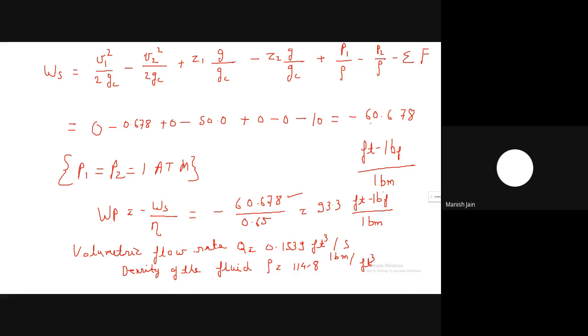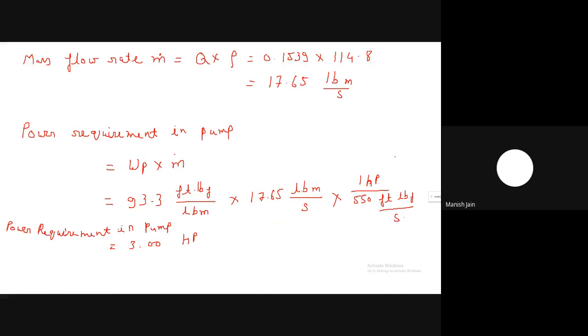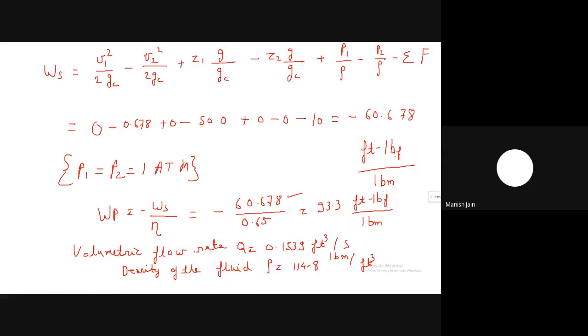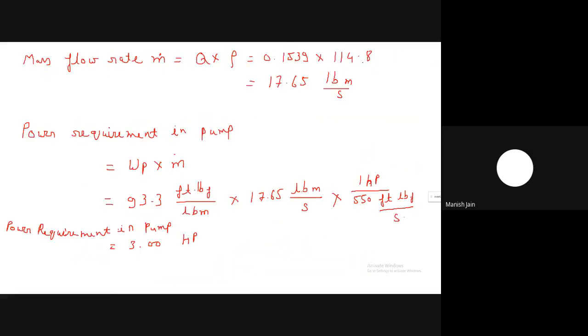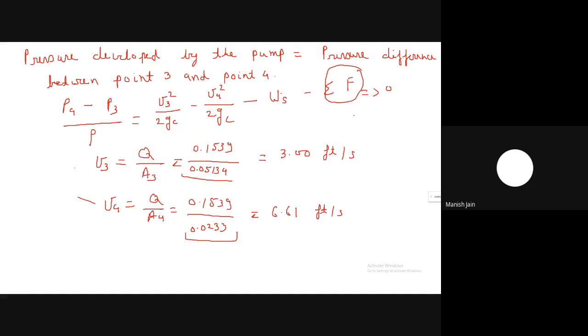So the theoretical requirement is 60.678 pound force divided by pound weight. Just substitute the values, and rho, the density of the fluid, is also given: 114.8 lbm divided by the pound per foot cube. Just substitute these values in the equation, and you will get the value of P4 minus P3.